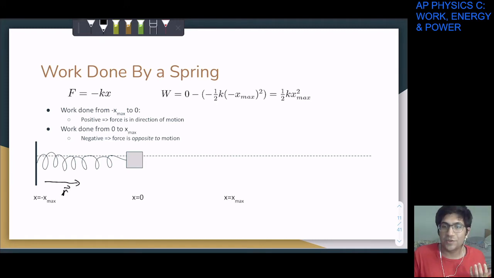Now, what is the direction of the force then of the spring? Well, this force is also going to be in the same direction. Does that make sense?